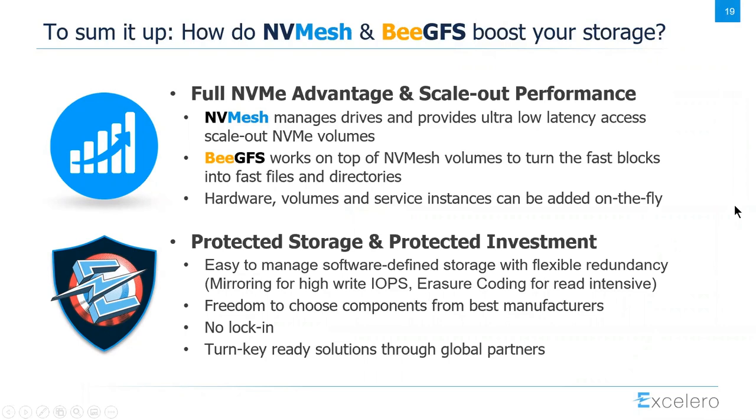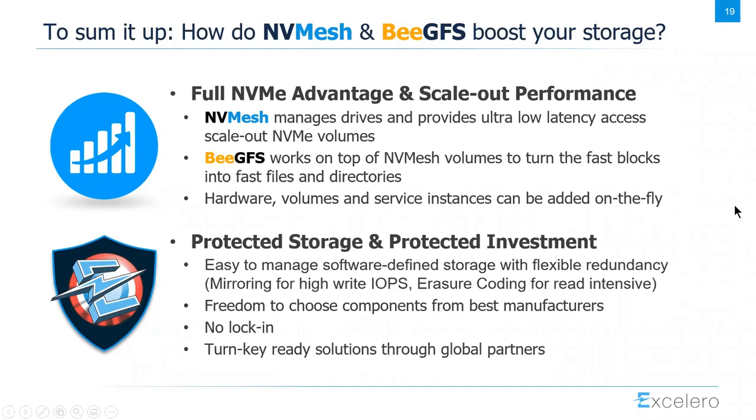So to sum it up, essentially, this is what we've been talking about ever since the beginning. By using NVMesh, you gain flexibility and redundancy across your NVMe drives, across multiple servers. By using BeeGFS on top, you use the block devices that NVMesh provides, and you make a file system out of it, a very fast, parallel, scalable file system. In both cases, NVMesh and BeeGFS, if you need more performance or capacity, just add some servers, and you can do that on the fly. So you can scale it absolutely at will.